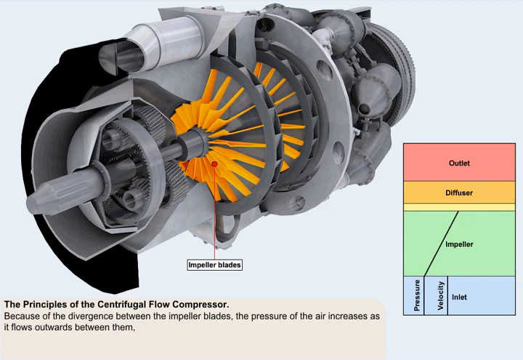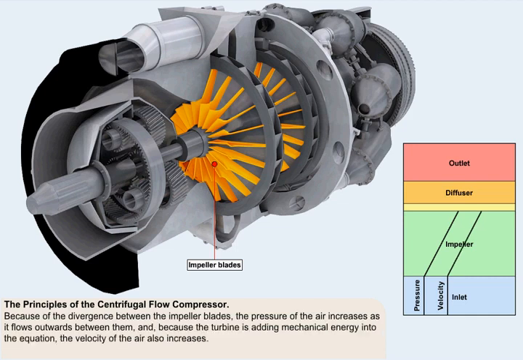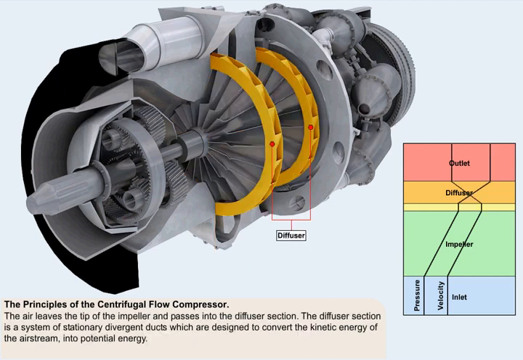Because of the divergent shape formed between the impeller blades, the pressure of the air increases as it flows outwards between them. And, because the turbine is adding mechanical energy into the equation, the air's velocity also increases. The air leaves the tip of the impeller and passes into the diffuser section. The diffuser section is a system of stationary divergent ducts. The ducts are designed to convert the kinetic energy of the airstream, its velocity, into potential energy, pressure.